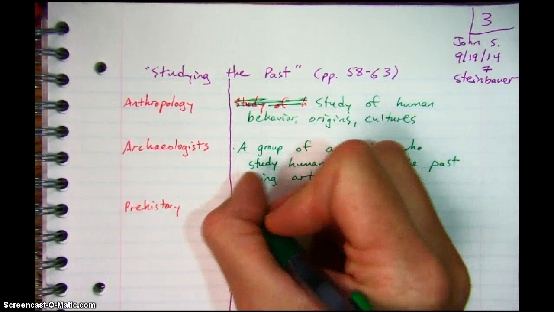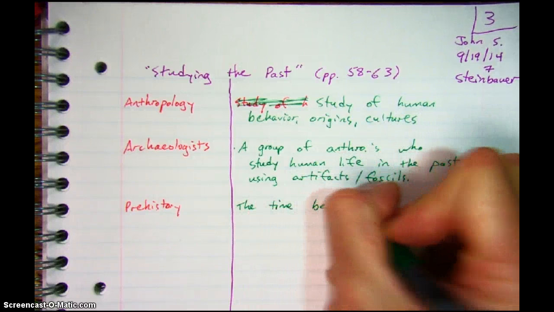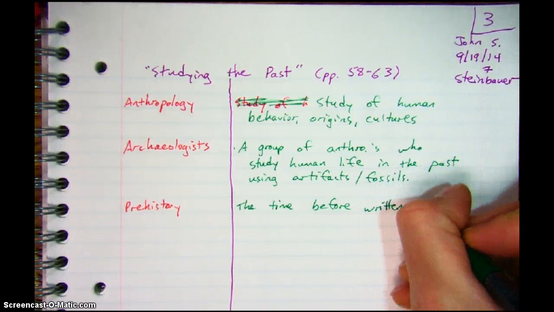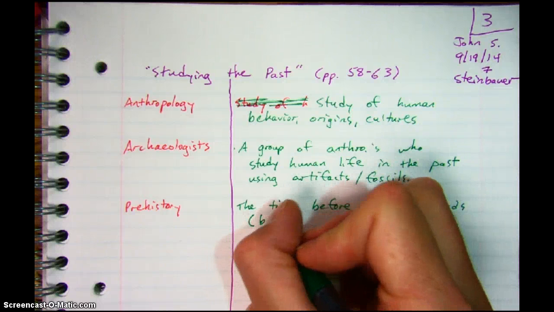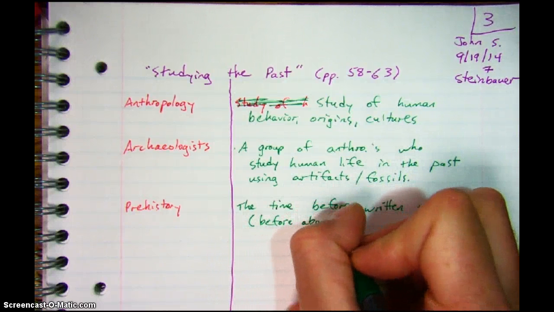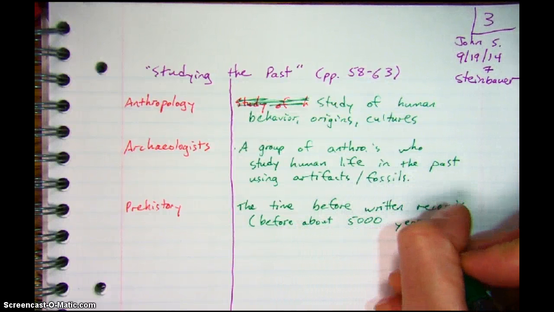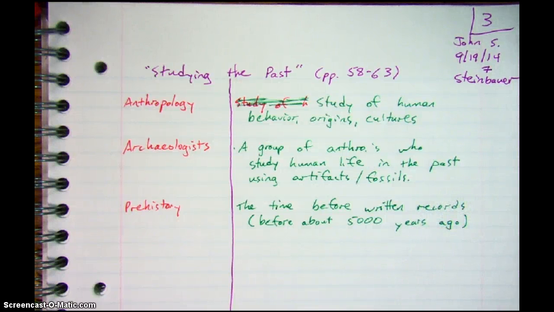Prehistory is the time before written records, which another way to say that would be before about 5,000 years ago, which is another way of saying before about 3,000 BC.